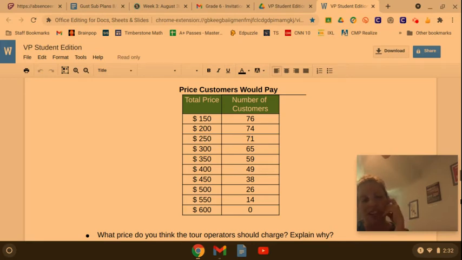So what I would like you to do is a think, pair, share, or a turn and talk, as we've been calling it. Think to yourself, what would be a good price for the tour operators to charge? And then turn and talk to the person next to you. So nobody needs to get up out of their seats, really. And we can pause the video for a minute. What do you think would be a good price for the tour operators to charge?